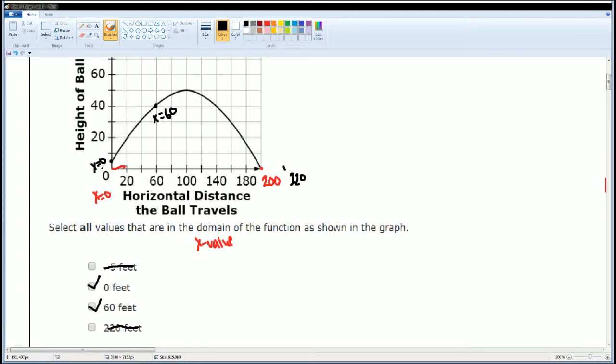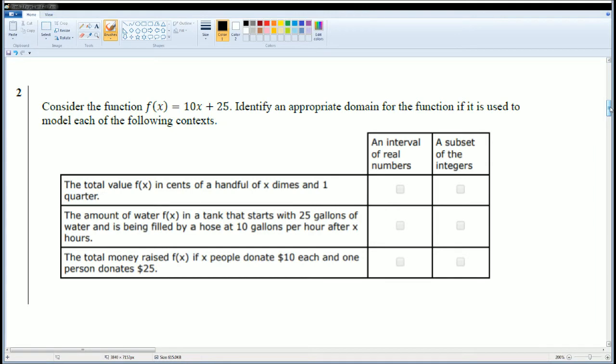Okay. So think about the ball being shot from 0 and it goes all the way to 200 feet. All the distance here is the distance that the ball travels. It can never go to -5 feet and it can never travel to 220 feet. It stops here at 200 feet. All right, so we look at this problem here. You're going to identify the domain of this function.